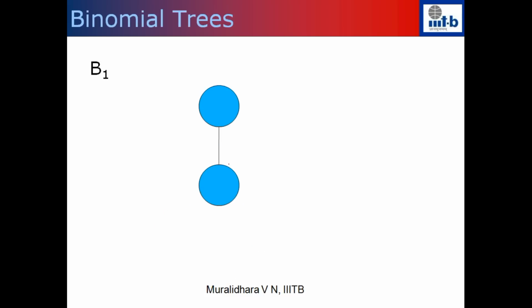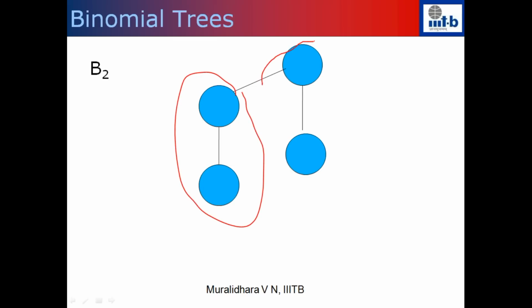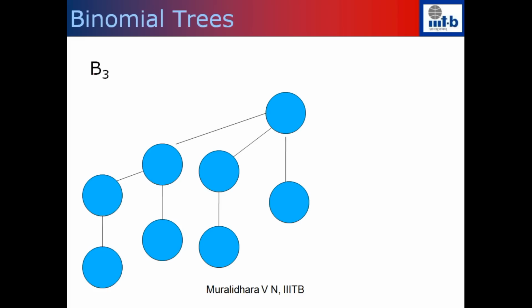So B of 0 is just one node. B of 1: you take two copies of B of 0, and make one the child of the other one. B of 2 will be one copy of B of 1, and you take another copy of B of 1 and make one the child of the other one. If you repeat this, you get B of 3, right? You basically take two copies of B of 2 and make one the child of the other one. In general, B of 0 is defined as just one node, and in B of k we take two copies of B of k minus 1 and make one the left child of the other. So this is called the binomial tree of order k.